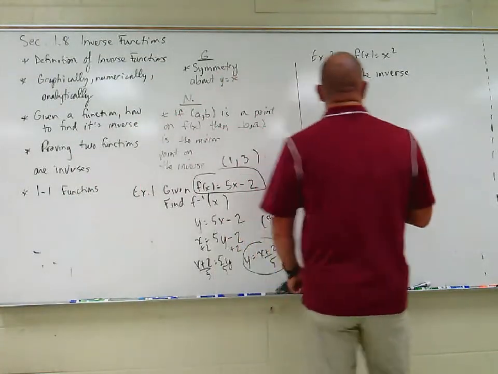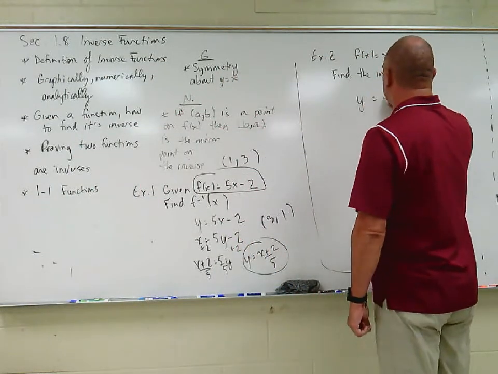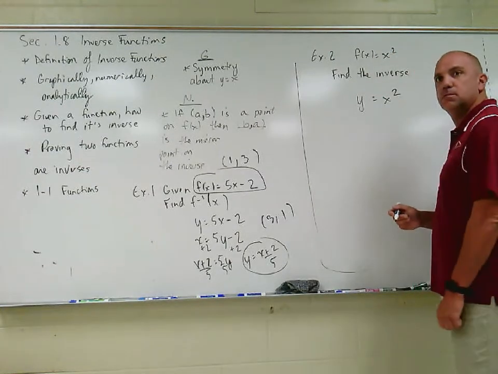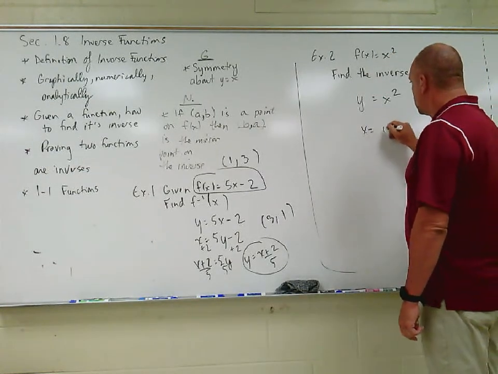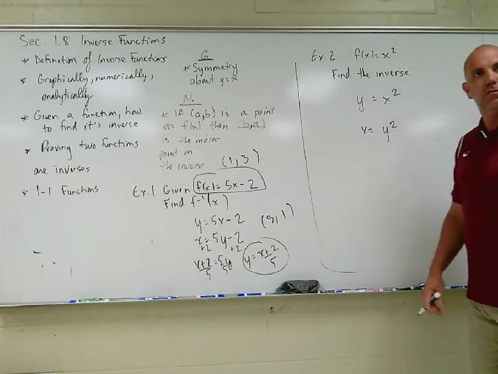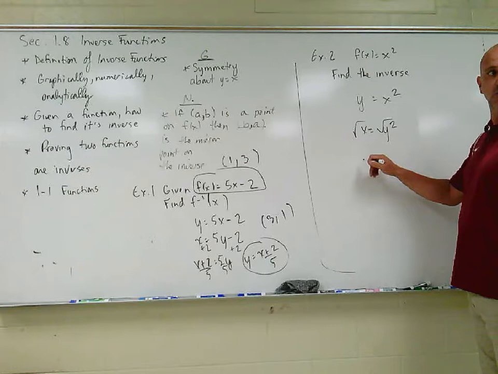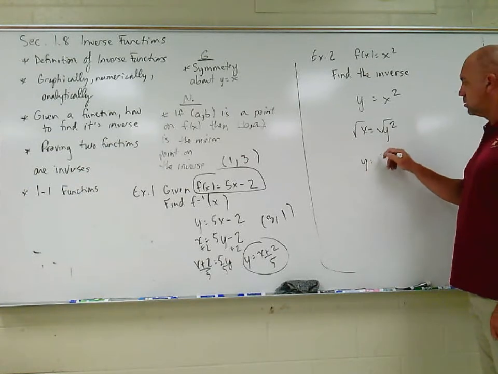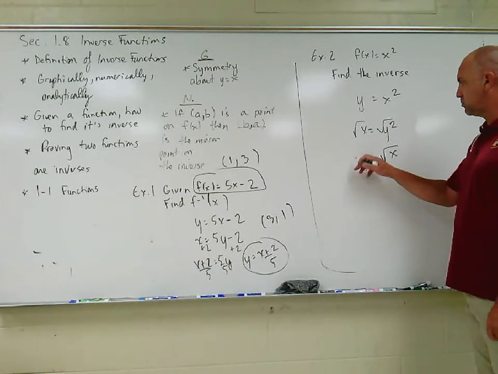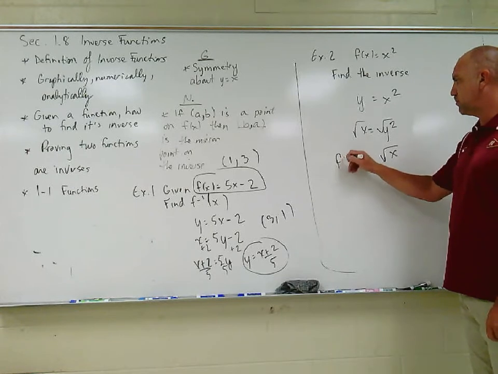Okay, let's see. First, I would call it y as x squared, then we will write it how? X equals y squared, then what did you do? All right, square root of both sides. What did you write for the answer? Y equals the square root of x, and you call that f inverse, okay?